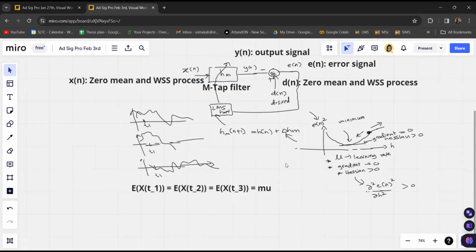So we assume that we know the coefficients initially of this M-tap filter. Initially we know that its coefficients are H1, H2, H3, H4 up to HM. We assume that we know the filter coefficients, which come from the impulse response of the system to a certain impulse. So these filter coefficients initially we know.